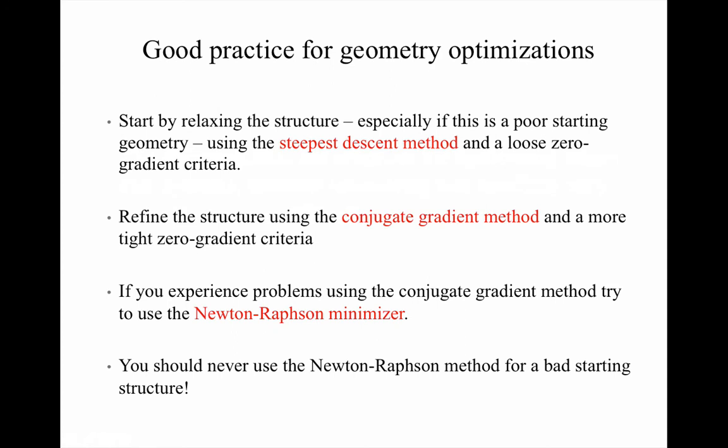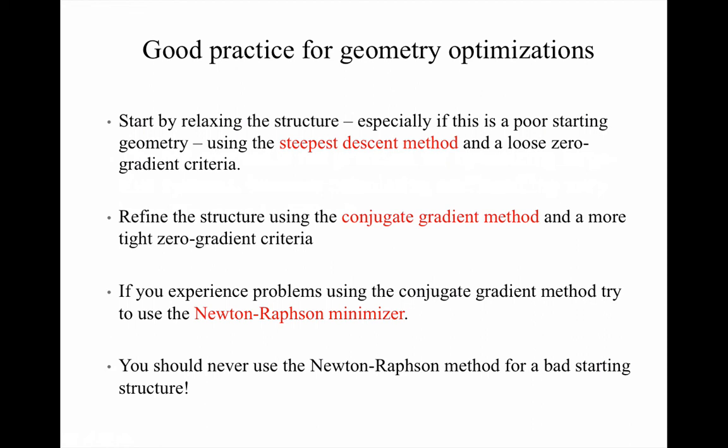So some good practices for geometry optimization would be to start by relaxing your structure, especially if this is a poor starting geometry obtained from some experimental source, for example, using a steepest descent method and then a loose zero gradient criteria. Having now a structure which represents the molecule better, you can refine the structure using, for example, a conjugate gradient method and then a more tight zero gradient criteria. Should you experience problems using this conjugate gradient method, then you can try to switch to the Newton-Raphson minimizer.